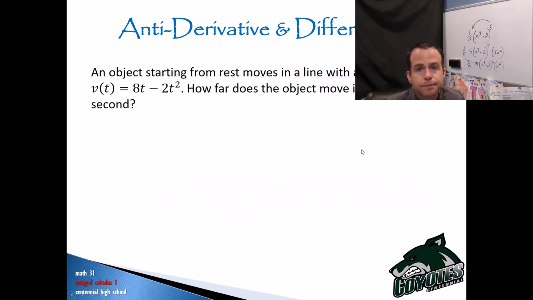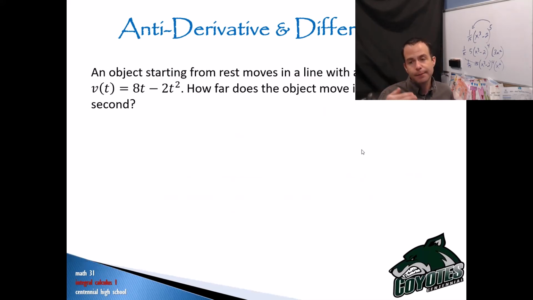An object starting from rest moves in a line with a velocity of v of t equals 8t minus 2t squared. How far does the object move in the first second? I've asked you how far, that's a distance, that's displacement. So I've given you a time value of 1, but I've given you the wrong equation. I've given you the velocity. I don't want to know the velocity at 1 second. I want to know how far it's moved, how far it's been displaced at 1 second.